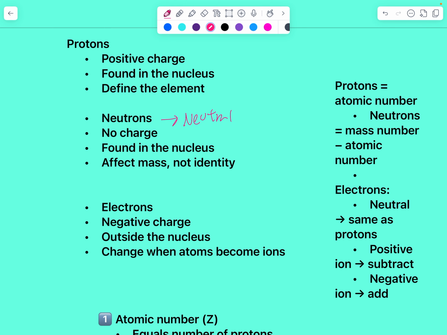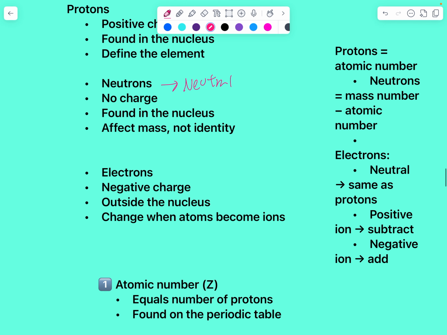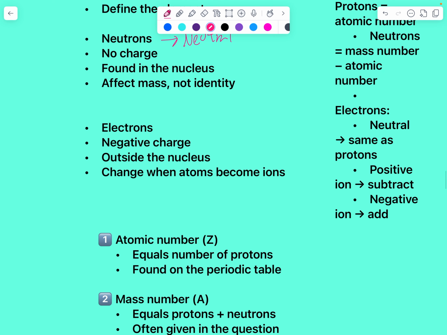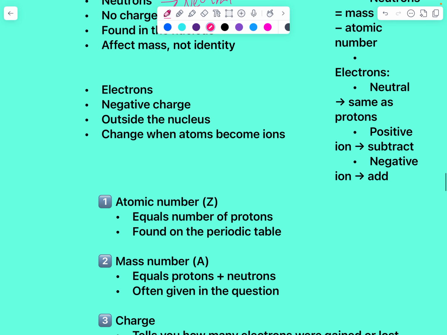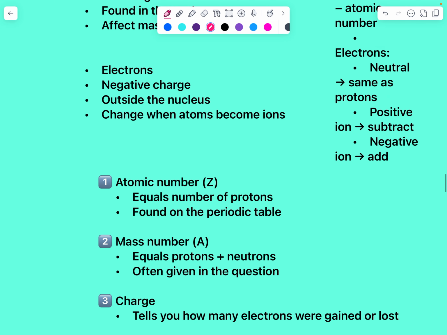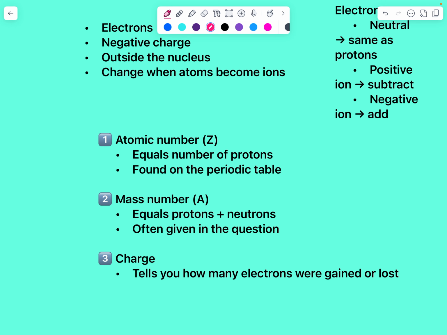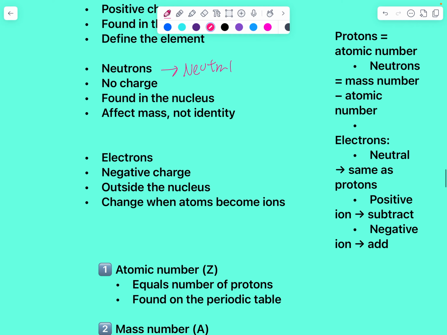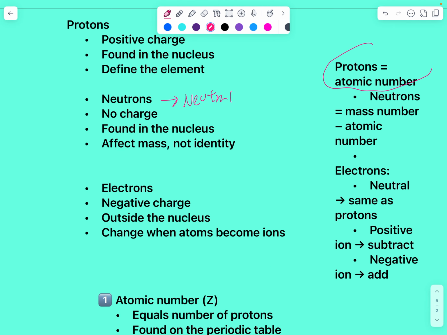So here are the three numbers you must know. Atomic number is Z, and the atomic number equals the number of protons, and it's found on the periodic table. The mass number is protons plus neutrons, often given in the question. The charge tells you how many electrons were gained or lost, okay? So again, protons are your atomic number, and neutrons is the mass number minus the atomic number.